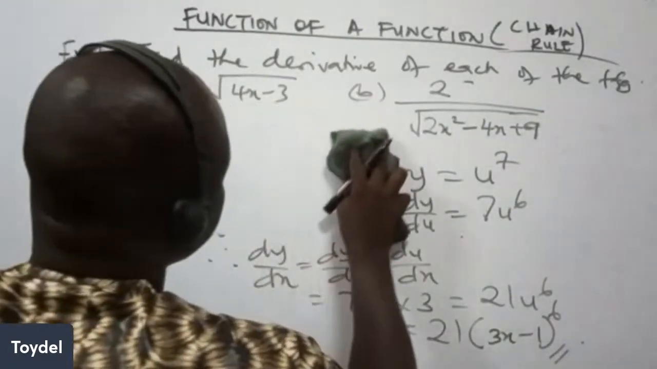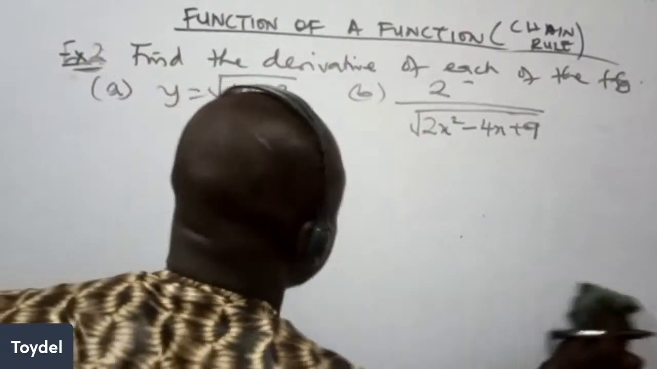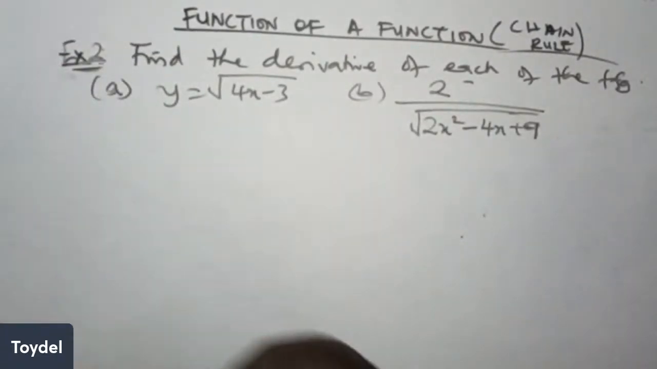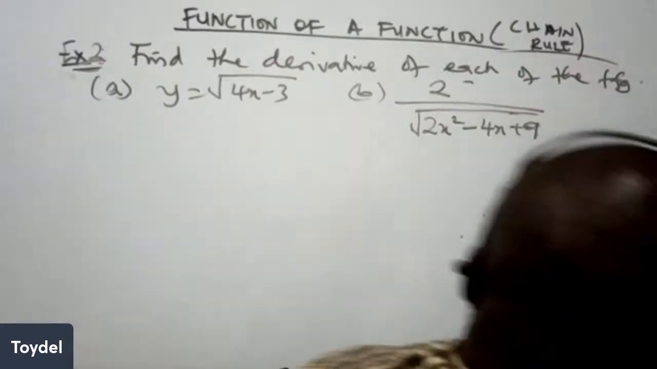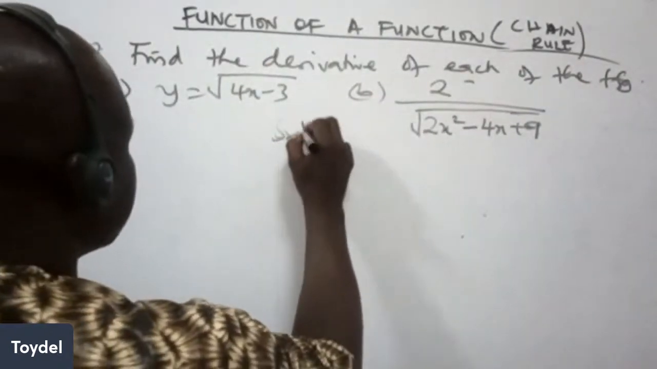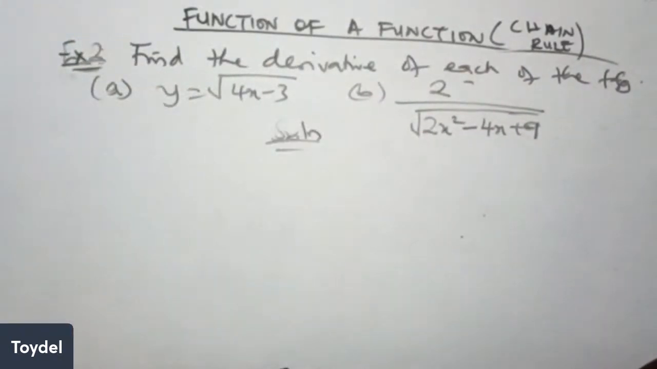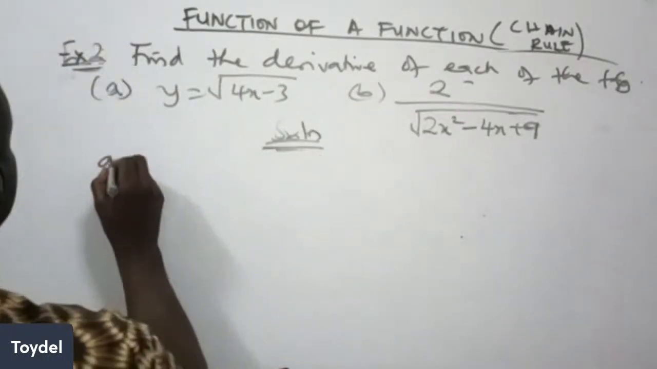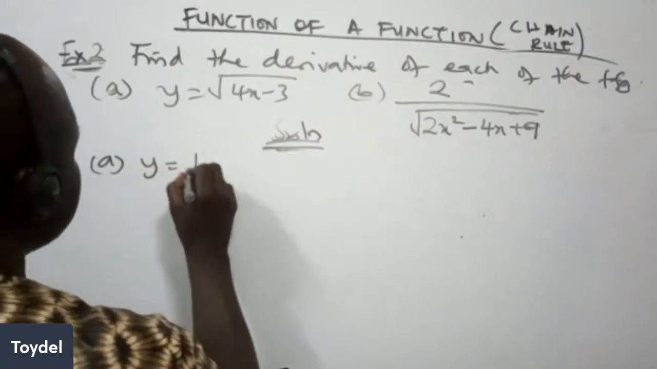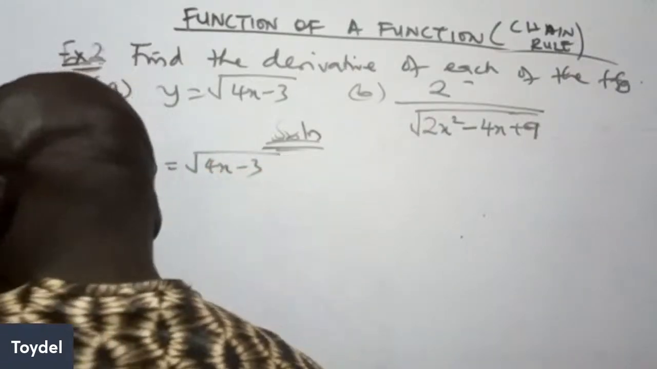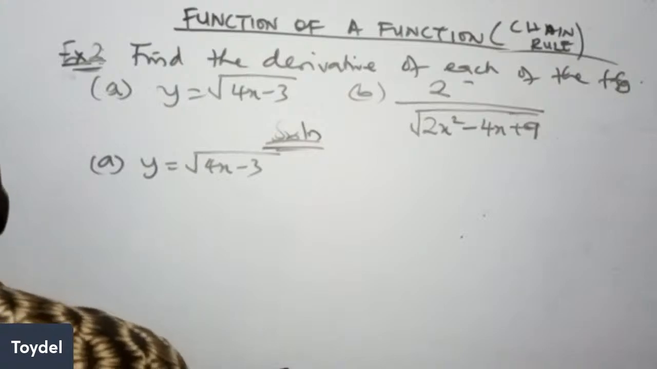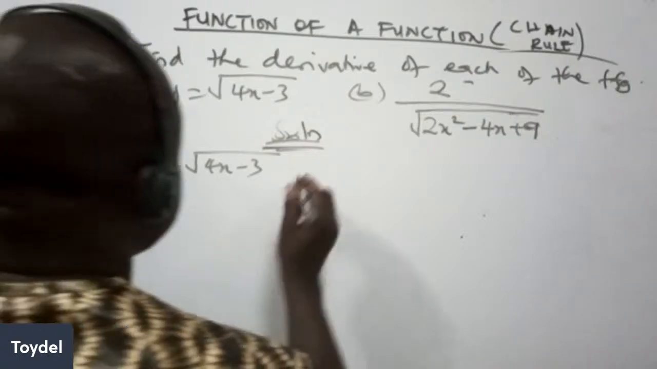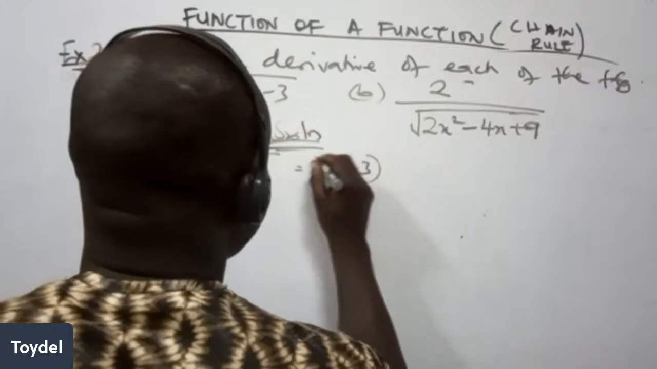So whenever we are given any function, irrespective of the function, that is raised to power of something, then we should know that we are going to use function of a function to be able to solve such a problem. We can't do it directly. Like in this second example now, how do we get the derivative? We have y is equal to square root of 4x minus 3. That's what we are given. So how do we solve this? Of course, square root simply means 4x minus 3, everything raised to power half.